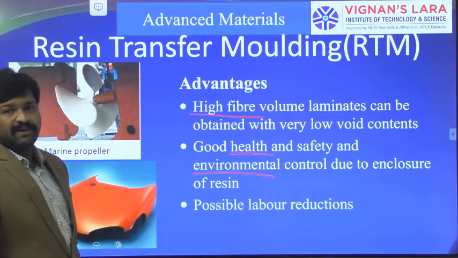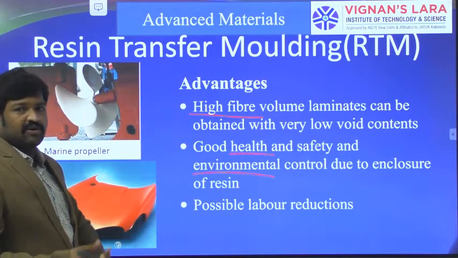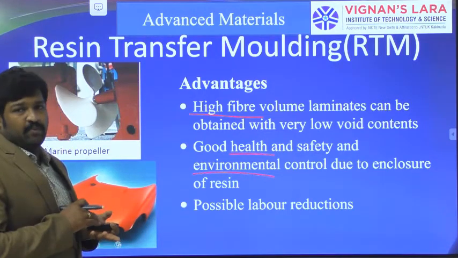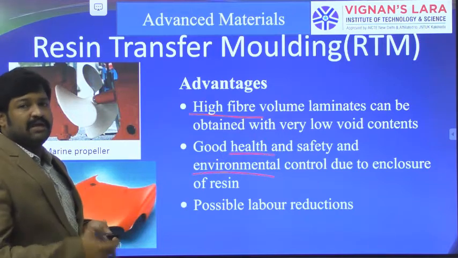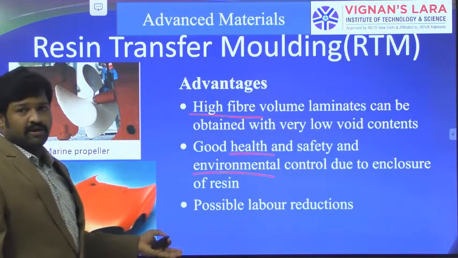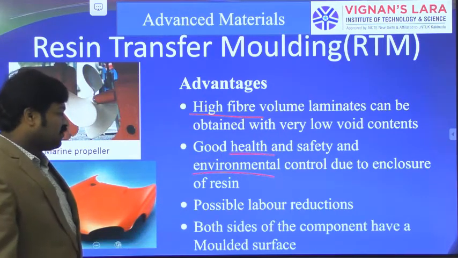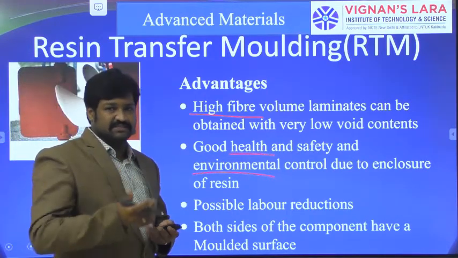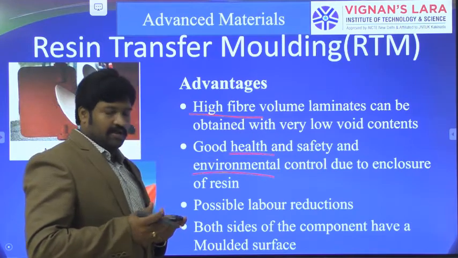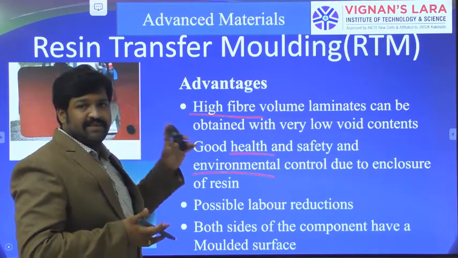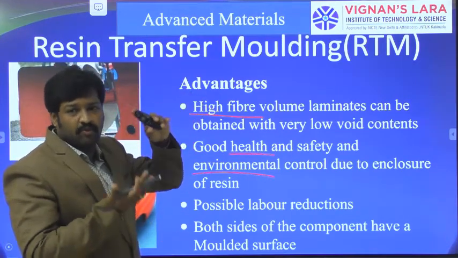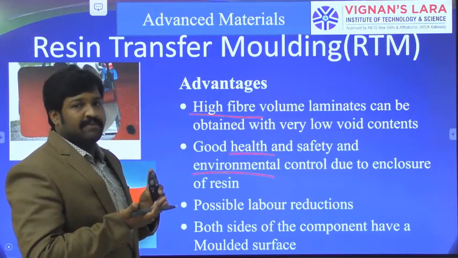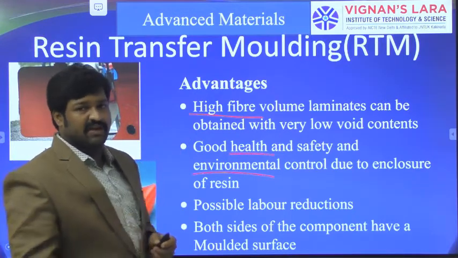Next, possible labor reductions. Here we are not going for a process like hand lay-up, so manual interference can be reduced and the labor cost is also reduced. Both sides of the components have a molded surface. It means both the surfaces. If we use this closed die, then both the top surface and bottom surface of the components can have a good surface finish.